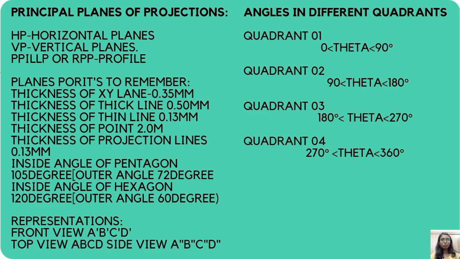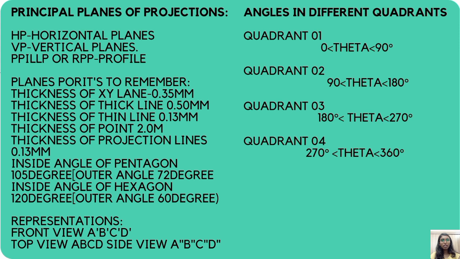Principal planes of projection: HP, horizontal plane; VP, vertical plane; RPP and LPP, right profile plane and left profile plane. Points to remember: thickness of XY line is 0.3 mm and thickness of thick line is 0.5 mm. Thickness of thin line is 0.13 mm and the thickness of the point is 2 mm. Thickness of projection lines is 0.13 mm.